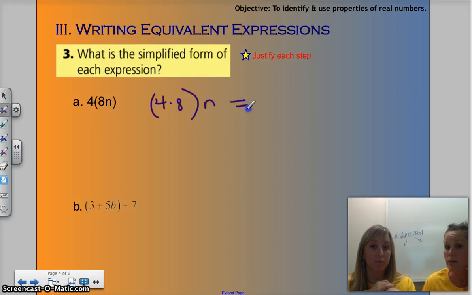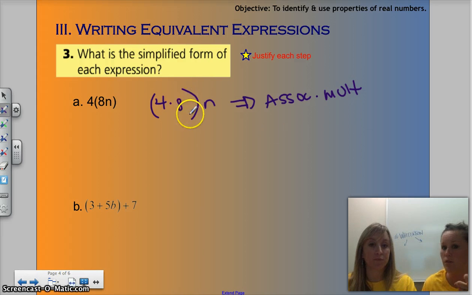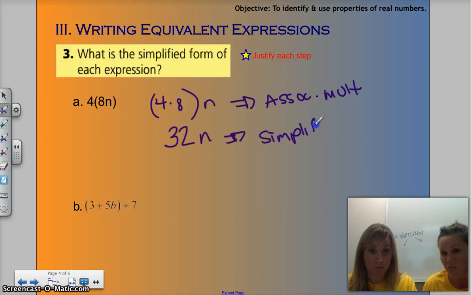And this step is the associative property, right? Yep. You change the grouping. Associative of multiplication. You can abbreviate. Be careful on that abbreviation, though, friends. All right, now I can simplify. 4 times 8 is 32. 32 times n is 32n. And all that is just simplifying. So you literally write out simplify. Cool.